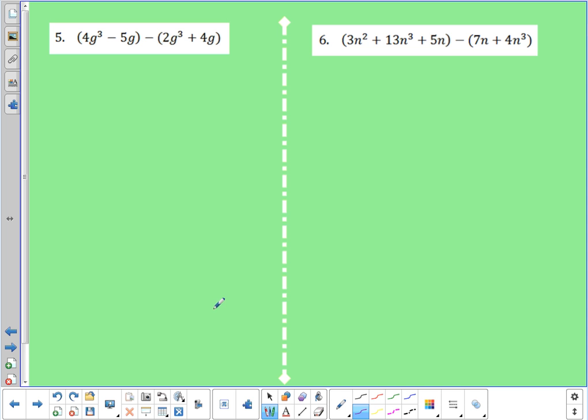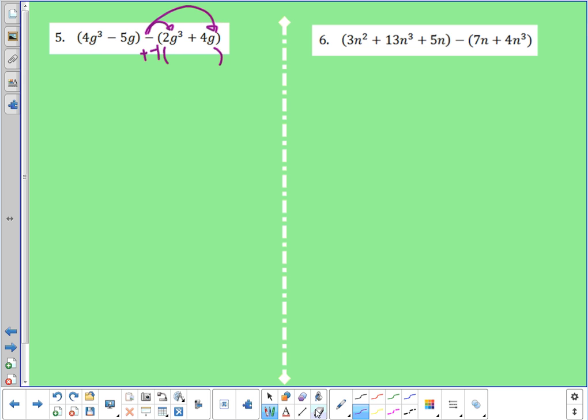In number 5, I have 4g to the third minus 5g minus 2g to the third plus 4g. So I need to take this subtraction symbol, and it doesn't affect anything in front of it, but it does affect everything behind it. So it's like distributing. The other way you can think of this is as plus a negative 1 times that whole thing, and then it's like taking a negative 1 and multiplying it throughout.